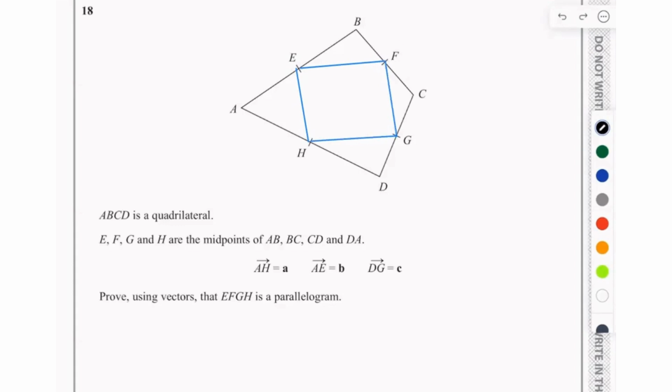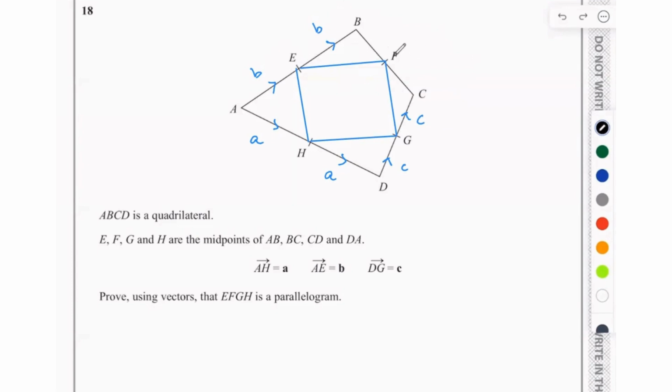We have to prove that this shape is a parallelogram. So AH is A, and since H is the midpoint of AD, this is also going to be A. AE is B, and since E is the midpoint, EB is also going to be B. DG is given as C, and once again, since G is the midpoint, GC is also going to be C. So we don't know what BC is.